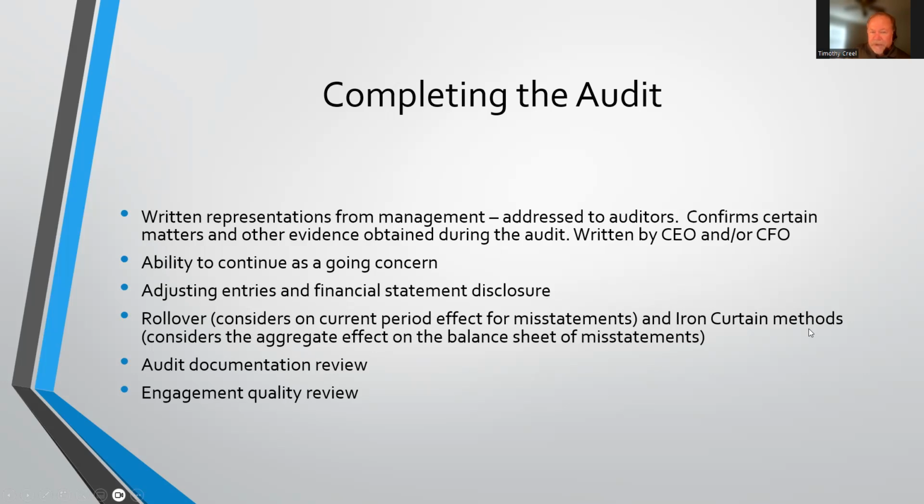So if misstatements are found in terms of materiality, a rollover would only consider, okay, what's the effect of this error on the current period? That would be the rollover method. The iron curtain method would consider not only the current period, but any prior periods. It would almost be rolled forward, or move forward. I know the terms almost sound different, but those are the meanings behind those terms.